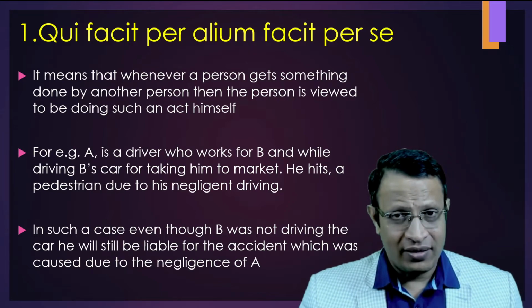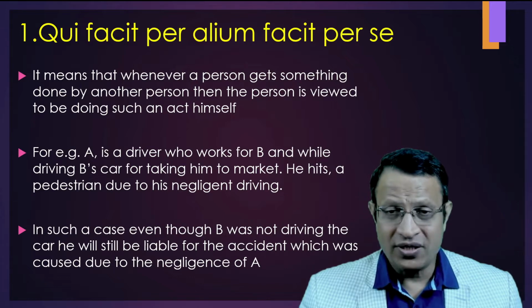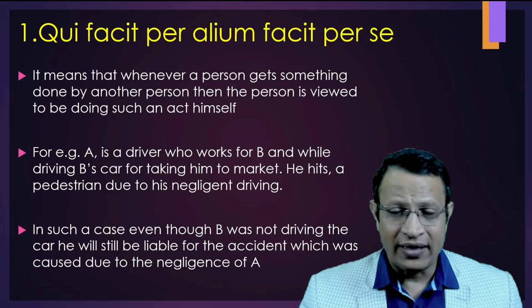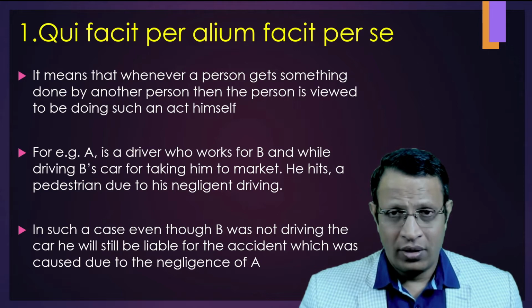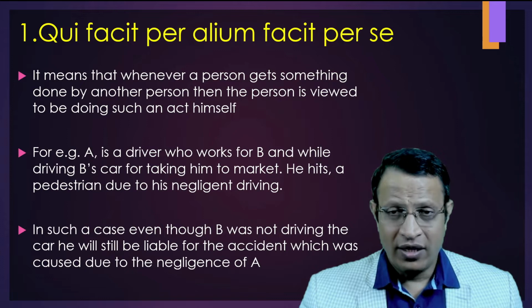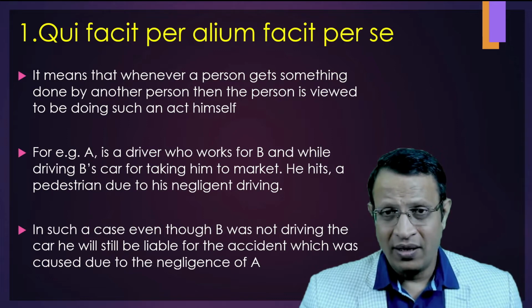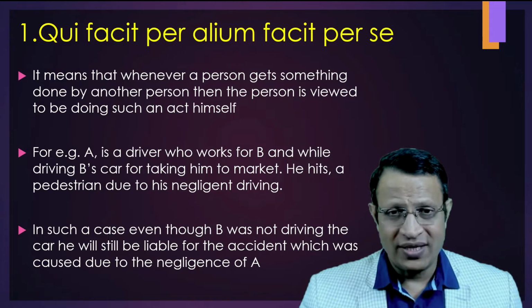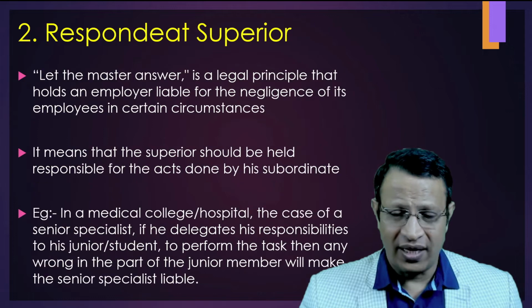The driver would have been the person committing the unlawful act, but he is under the direct control of the master, that is Mr. B here. So although the driver should have been held responsible, the master will be held responsible and he will be paying the compensation on behalf of the driver. That is what Qui facit per alium facit per se means.